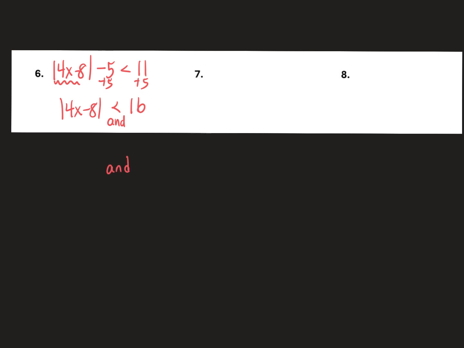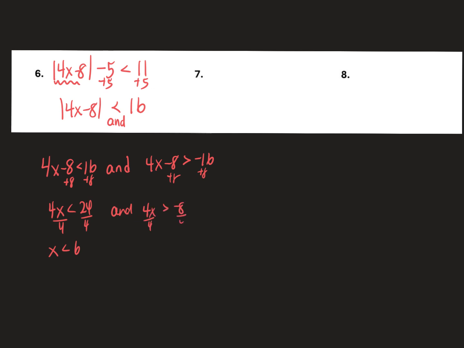We're going to write the word and, and we're going to say 4x minus 8 is less than 16, and 4x minus 8 is greater than negative 16. So not only do you put a negative sign on that number, you also flip the inequality. You solve both of these. 4x is less than 24. Divide by 4. X is less than 6. And add 8. 4x is greater than negative 8. Divide by 4. X is greater than negative 2.